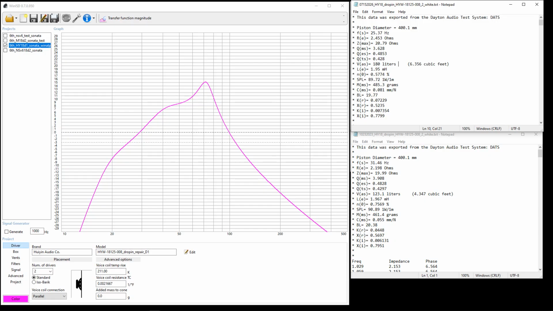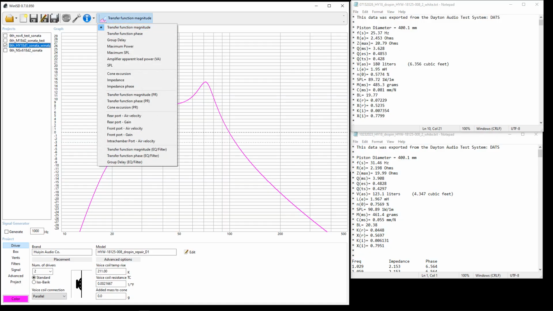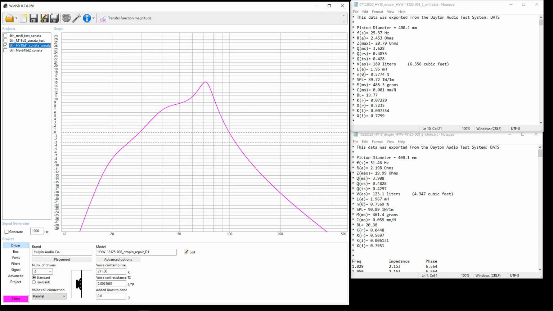I have purchased. So you can see this is WinISD. This is a newer version. I moved over to this version because it's a little bit easier on the eyes to view. And we're looking at the response of the enclosure that I have currently in my car. And these 18s here are the Alibaba 18s that I reconed about 3 years ago.